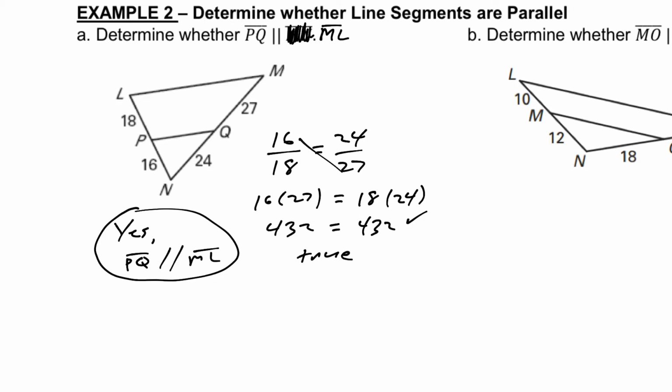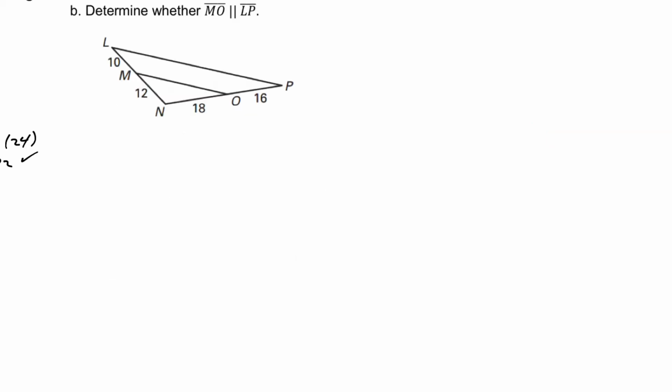All right, let's move on to part B. We're going to do the same thing. In part B, I'll set up the proportion. So I'm going to do 12 over 10, and I want to see if that's equal to 18 over 16. I'll check to see if this is a true proportion by using our cross products again. So we're going to see if 12 times 16 is equal to 10 times 18.